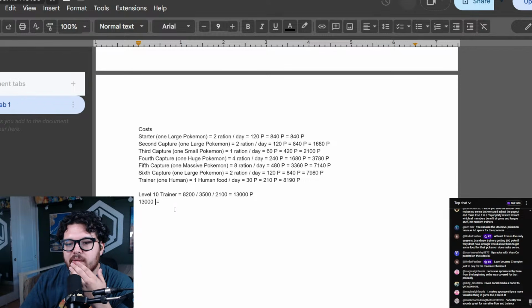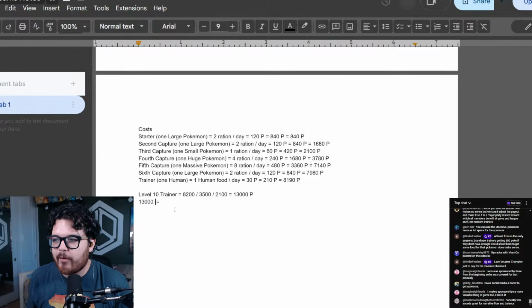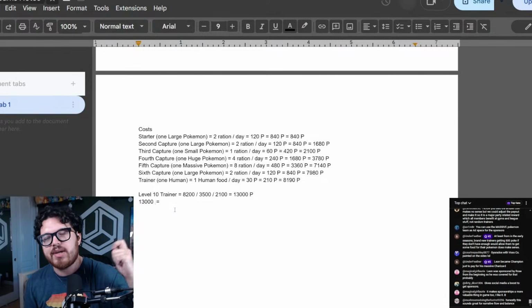Honestly, sounds great for narrative flow. This is one of the reasons, Pines, that I really wanted to figure this out, because I realized by not doing this, I was doing a disservice to the GMs who were trying to figure this out for their games.